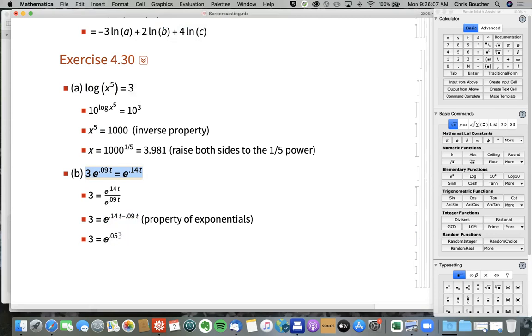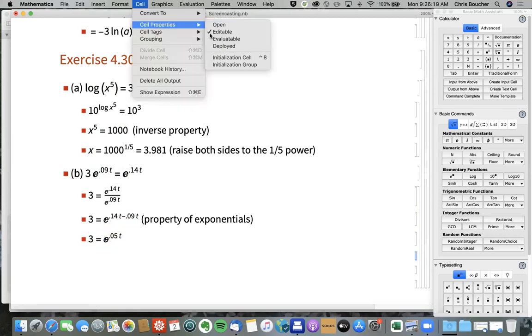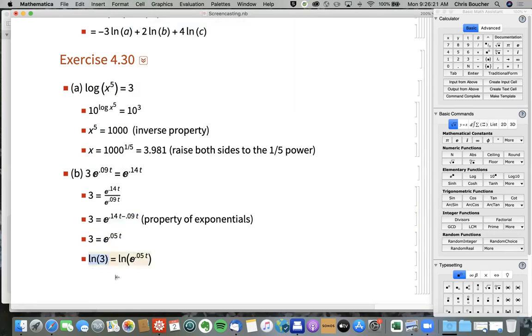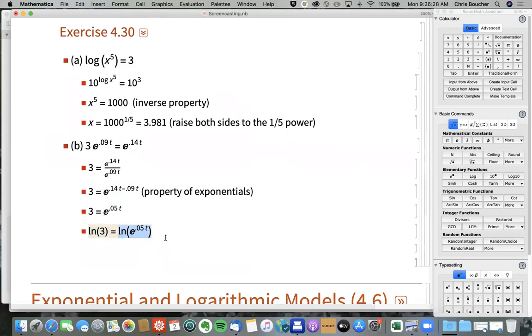Now I'm in a good position. I have the variable in an exponential on one side, so I'll take an appropriate logarithm. The natural logarithm is a good choice here. Indeed, that's my default. If I take a natural logarithm on both sides, I just get ln of 3 on the left, and ln of that on the right. So all I did was take the natural logarithm. I haven't simplified or done anything else.